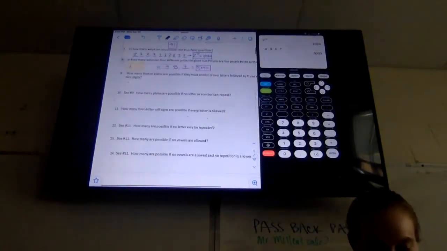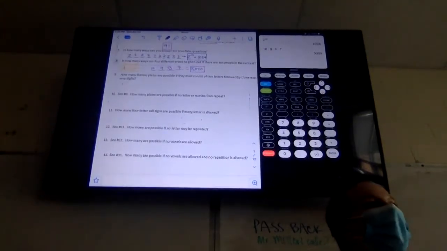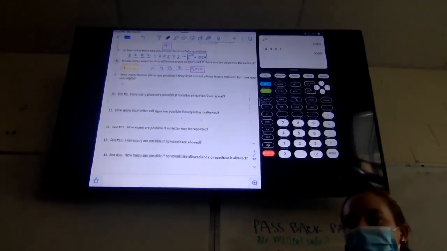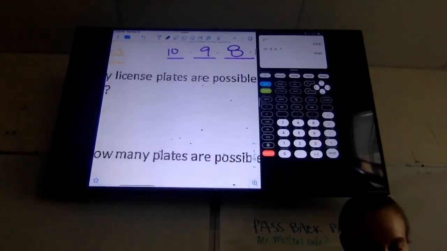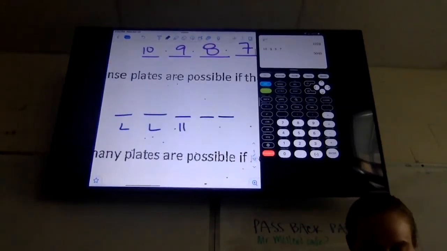They're talking about call signs and license plates. Let's do license plates because most of us drive cars. We've seen license plates before. It says how many license plates are possible if they consist of 2 letters followed by 3 non-zero digits. Okay, so I'm going to put my little lines out. I've got 2 spots for letters, and I've got 1, 2, 3 spots for numbers or digits.